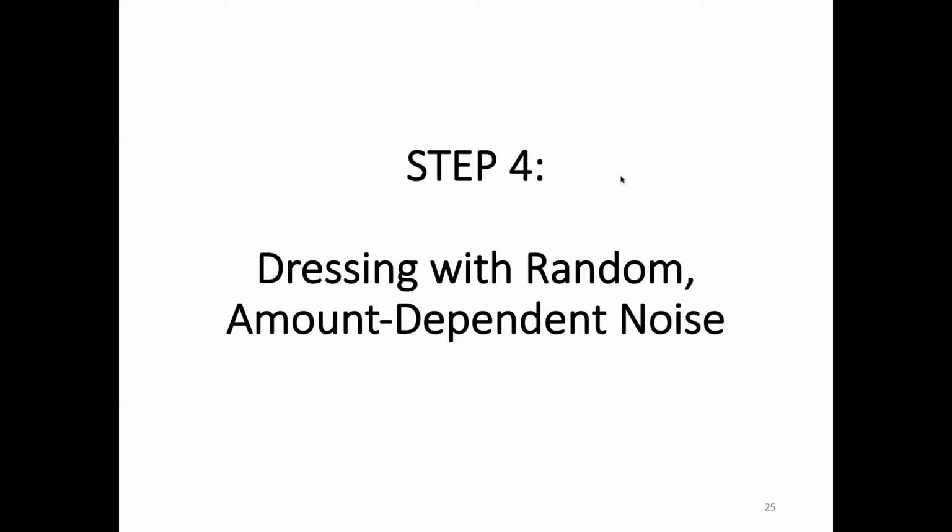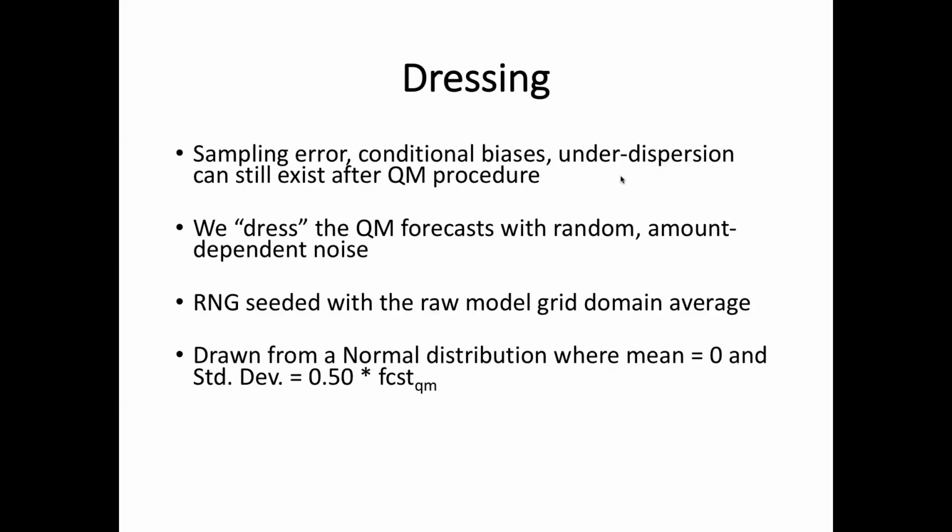Step 4 is that we now dress this quantile mapped value with some random amount dependent noise. After the quantile mapping, sampling error, biases, and under dispersion can still exist. So we dress each individual quantile mapped forecast with a random amount dependent noise. We use a random number generator that we seed with the raw model domain average. So the entire two-dimensional GFS grid, we take that average, and that seeds our random number generator. And then we draw from a normal distribution where the mean is 0, and the standard deviation is 0.5 times that quantile mapped forecast value.